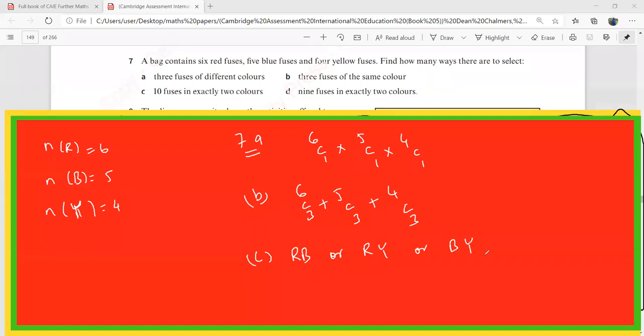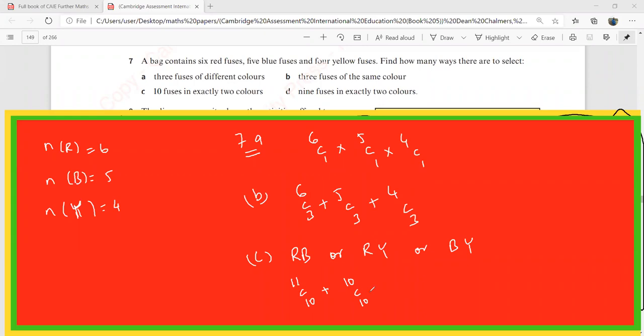So I have written down the combination. And then see red, blue, we have 11. This is 11C10 plus red, yellow, that is 10C10. And blue, yellow, they are just 9. So we can't take 10 out of 9. So that would be it.